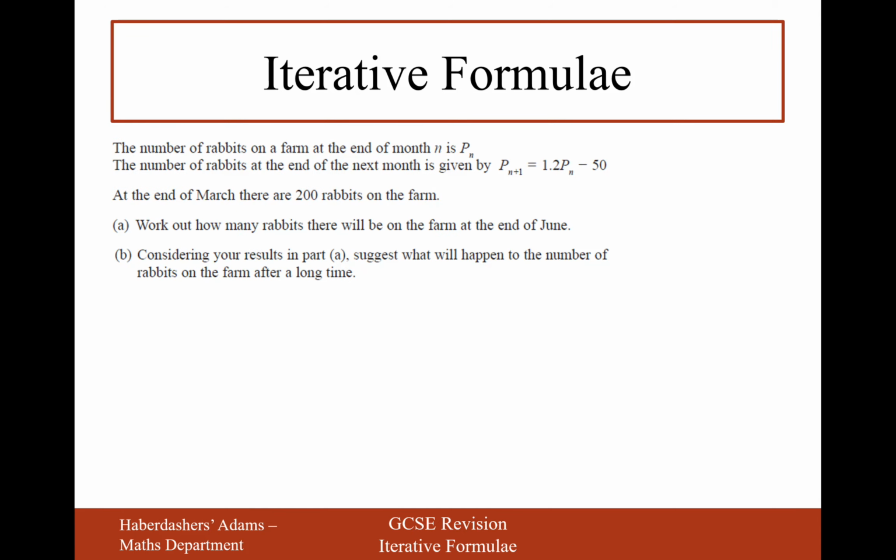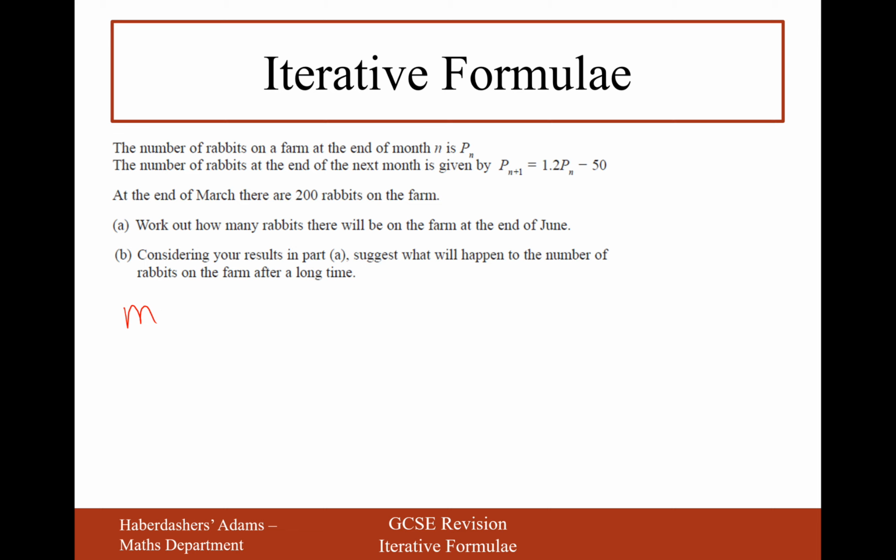Okay, and moving on to the next question. Pause the video, give this one a go. Okay, the number of rabbits on a farm at the end of month n is Pn. The number of rabbits at the end of the next month is given by the formula Pn+1 equals 1.2 Pn minus 50. At the end of March, there are 200 rabbits on the farm. Work out how many rabbits there'll be on the farm at the end of June.